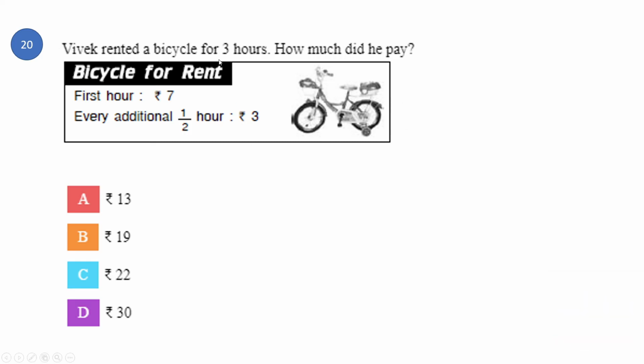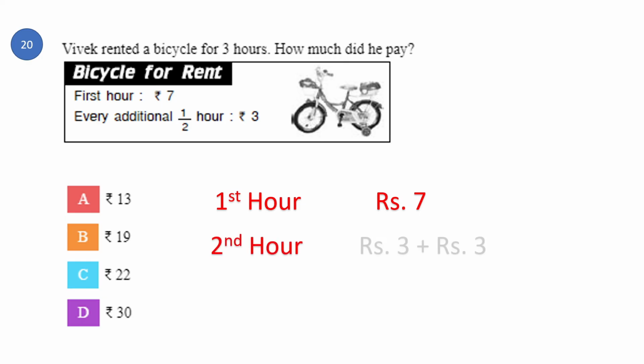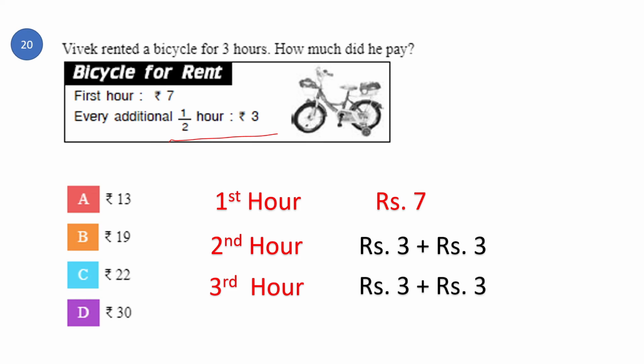Well, to solve here, we need to find the rent for 3 hours. So for the first hour, it is 7 rupees, which is clear. For the second hour, which is 2 half hours, it will be 3 plus 3 because every additional half hour is 3 rupees. And for the third hour, again it is 2 half hours, which will be 3 plus 3. And if we add all of them together, our answer will be 19. So your answer is option B, 19.